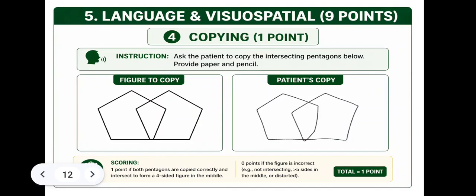And the fourth point to be examined in language and visuospatial skills is copying. The patient is shown overlapping pentagons and asked to copy them exactly. If he is able to copy them exactly, then 1 point will be given to him.